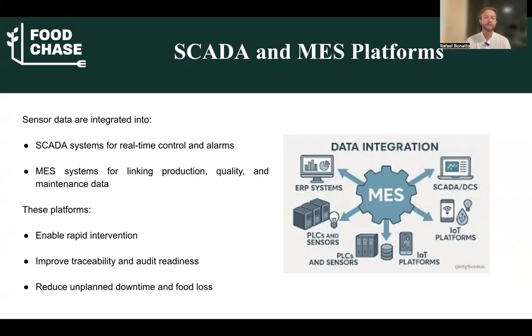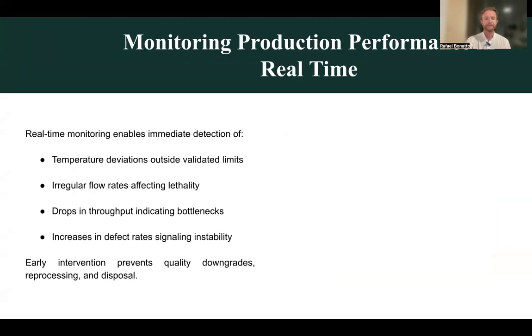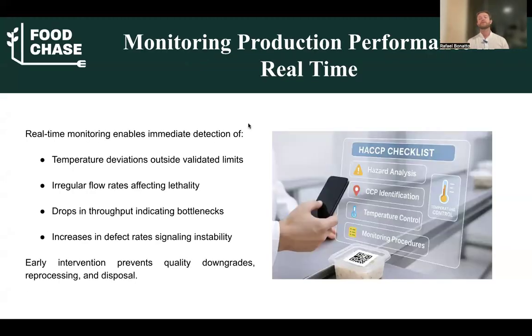And reduce unplanned downtime and food loss. These systems are always looking at decreasing food loss and unplanned downtime. Monitoring production performance in real time. Again, real-time monitoring enables immediate detection of, these are some of the examples, temperature deviations outside validated limits. Remember, we have limits for cooking, we have limits of machinery operation, etc.